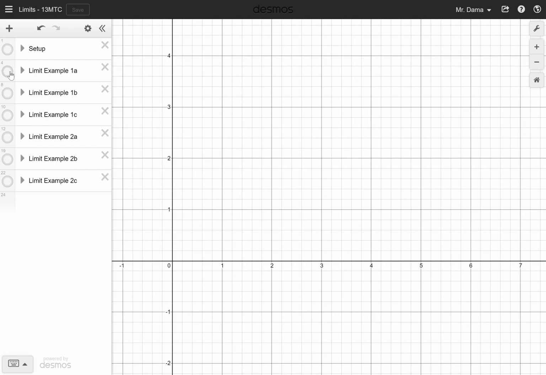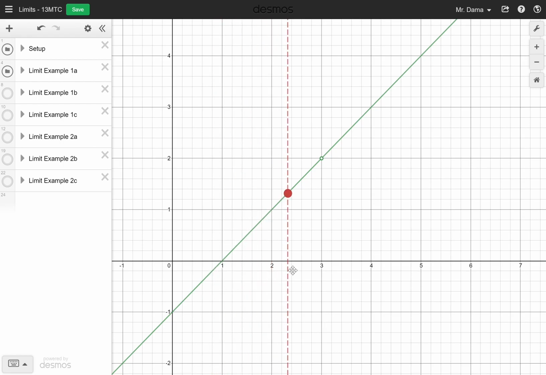I want to draw a picture, something that we would have had in class. Have a look at this function. There's a hole at (3, 2), right? If we track this function as it gets closer and closer to that hole, we see that at this point the function doesn't actually exist.